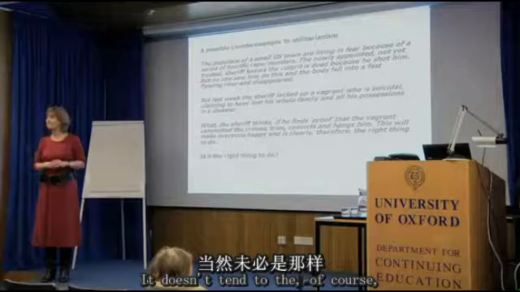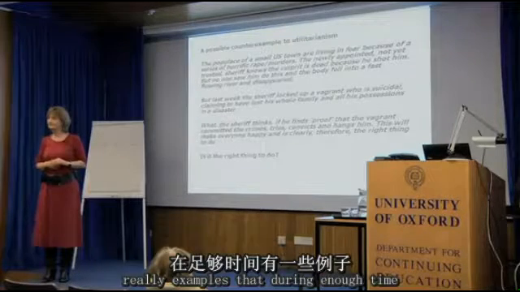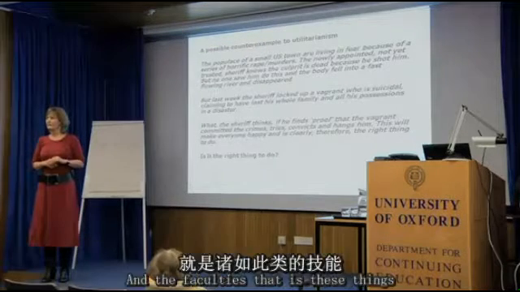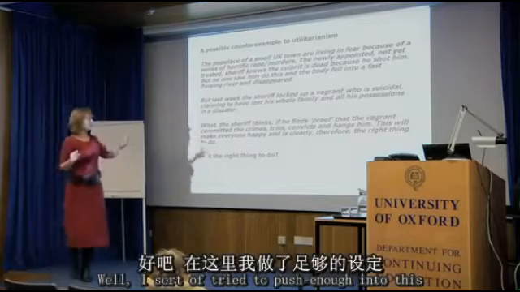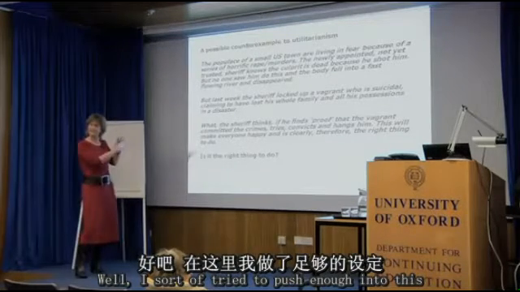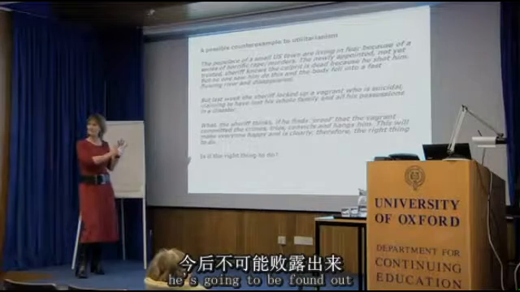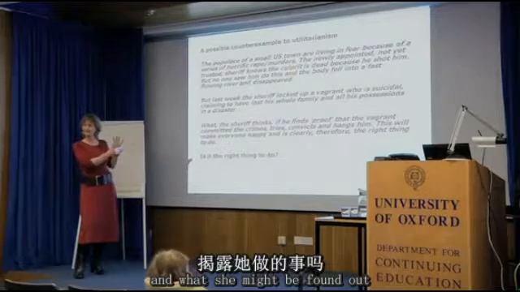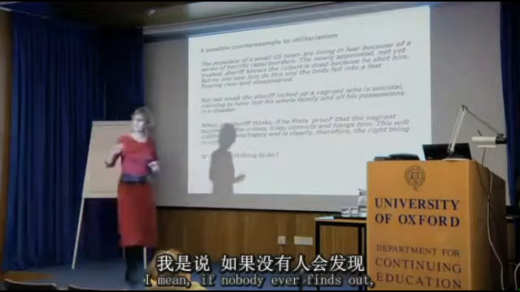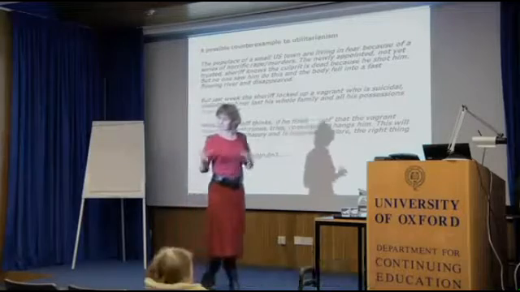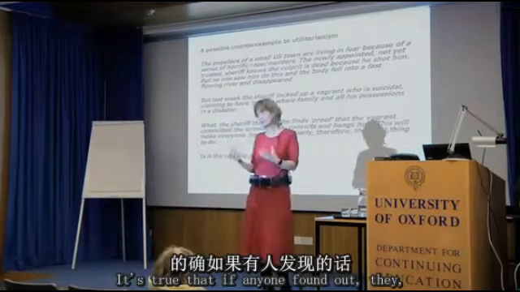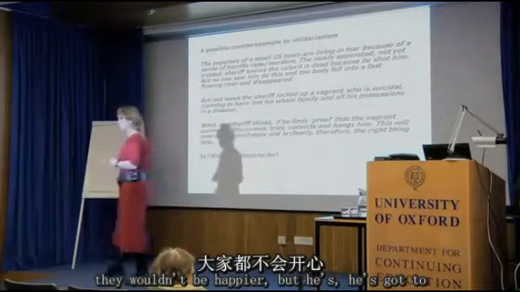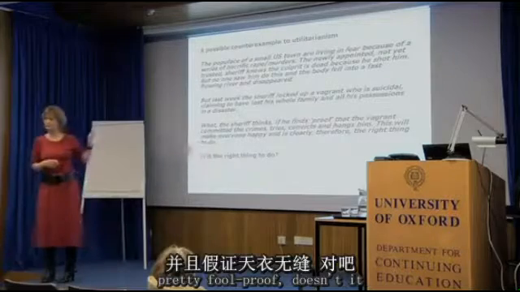It doesn't tend to, though, because if there were a million examples, then there are enough times he'd be found out, and get back to the whole problem with lying, and the fact that he's assisting suicide. Well, I've sort of tried to push enough into this to make it very unlikely he's going to be found out. I mean, can you find a way in which he might be found out? I mean, does that matter anyway? I mean, if nobody ever finds out, they will be made happier. It's true that if anyone found out, they wouldn't be happier, but he's got to make a decision, and certainly it looks pretty foolproof, doesn't it?